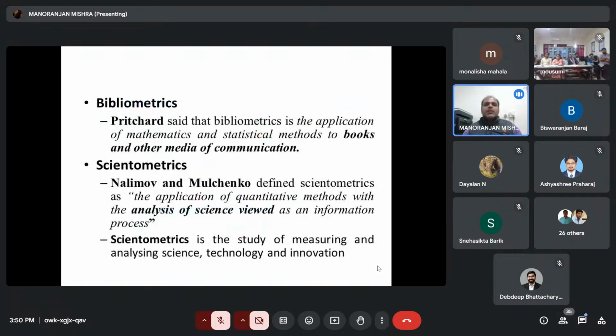Then bibliometrics, I think Pritchard stated that bibliometrics is the application of mathematics and statistical methods to books and other media of communication. When I say scientometrics, that is Nalimov and Mulchenko define scientometrics as the application of quantitative methods to the analysis of science viewed as an information process. When I say scientometrics, it is the study of measuring and analyzing science, technology, and innovation.